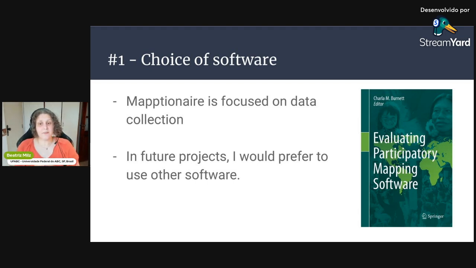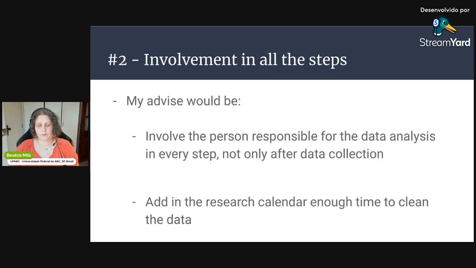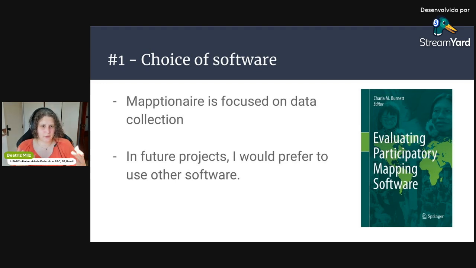So I found this book, which is called Evaluating Participatory Mapping Software. If anyone is planning to do a map-based survey, this book has a chapter for each available software. It's a great way to start by finding which other software we can use, and to see the opinion of other researchers and compare the tools before you make a big commitment to paying this pricey subscription.